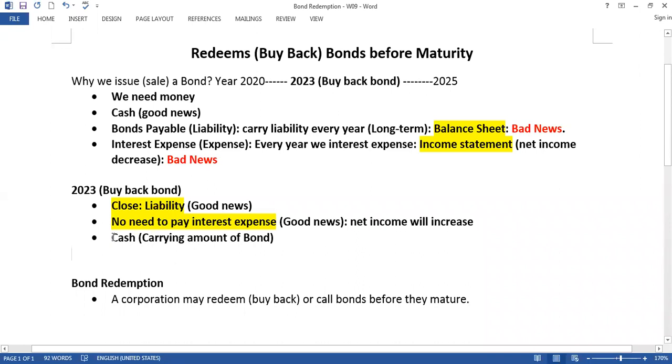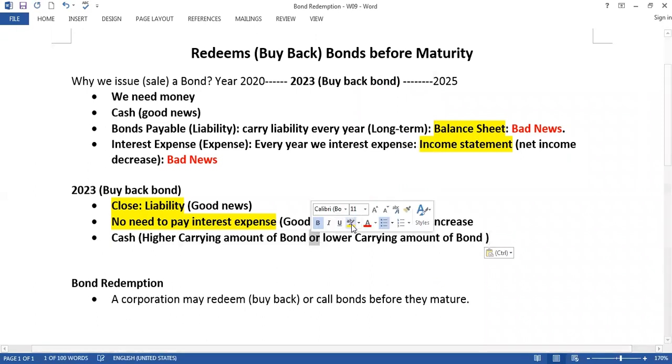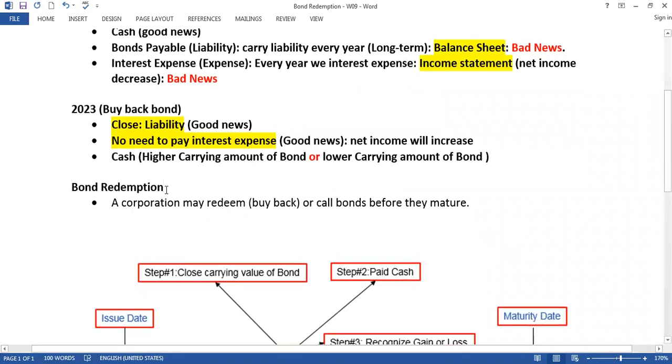So here we will see that maybe we can pay cash higher than the carrying value, or lower than the carrying value of the bond. I will show you later on what this is. So when we pay cash, maybe it is higher than the carrying value of the bond or lower than it. It depends on the situation. So this is the definition of bond redemption.